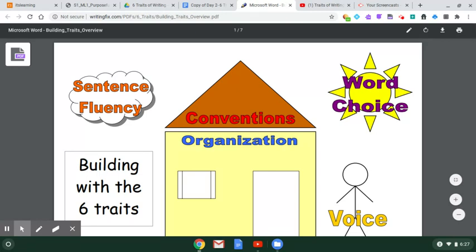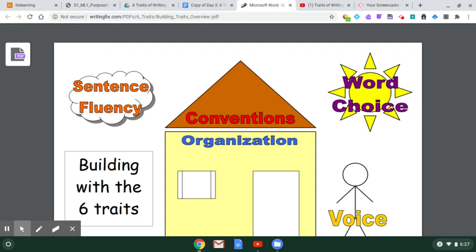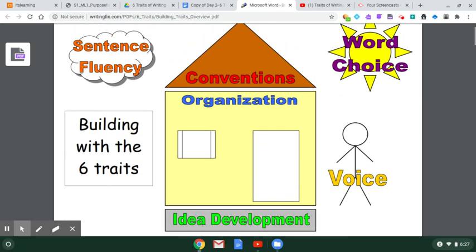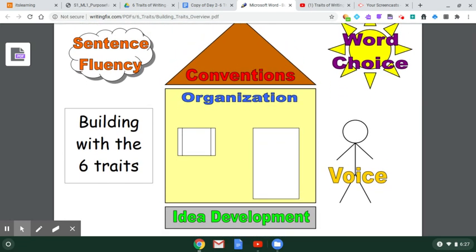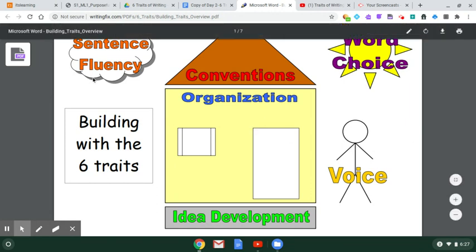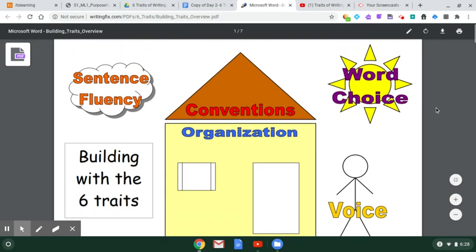So, now that we've talked about the different purposes for writing, we're going to start talking about what a writing piece should have with it. What does a good writing piece look like? We call these the 6 traits of writing. As you can see, it makes a nice little pretty picture. We have a house here, we have a little person here, the sun is shining, there's a cloud over here, there's a foundation for the house. I'm going to explain a little bit about what this means and what we're looking at here.